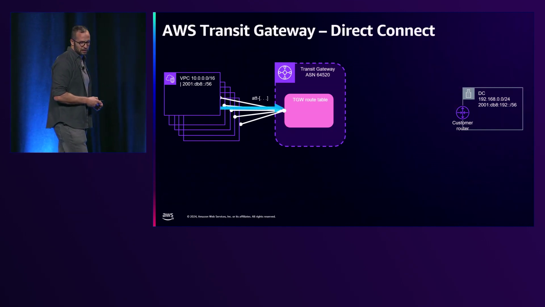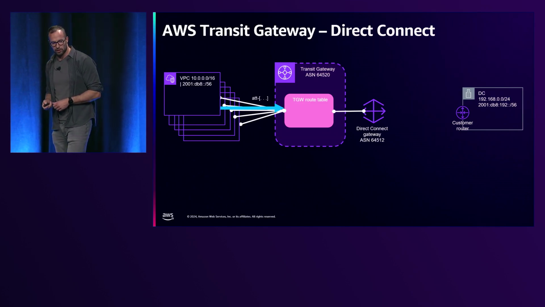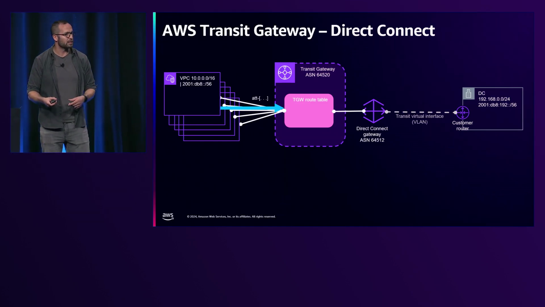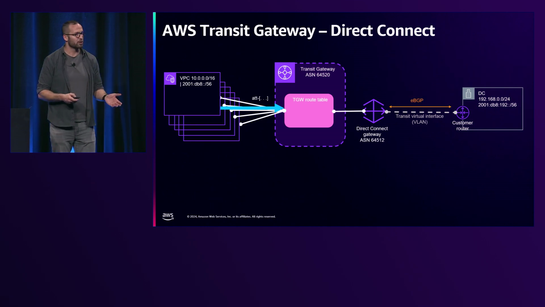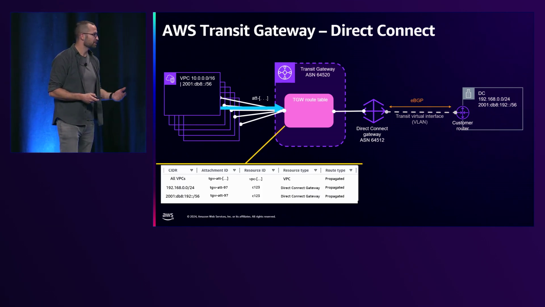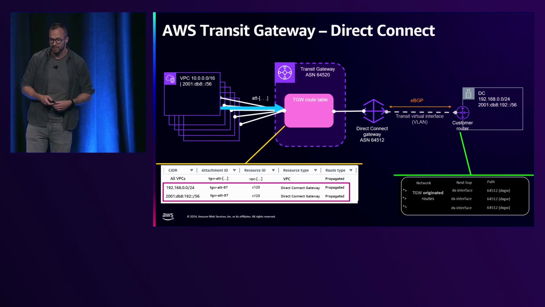Finally, Direct Connect. We can also connect Transit Gateway over Direct Connect. We'll use a Direct Connect gateway and then create a virtual interface. This time it's a transit virtual interface. It also runs BGP. And the same way, we're getting all of the routing information dynamically propagated into the VPC.